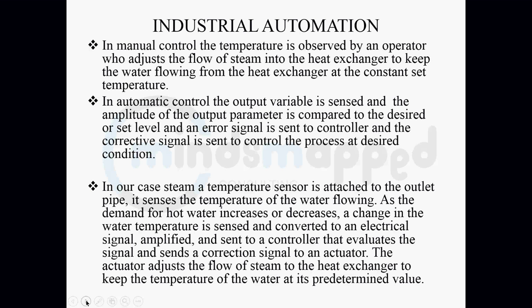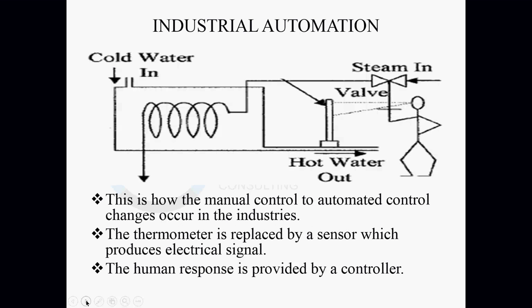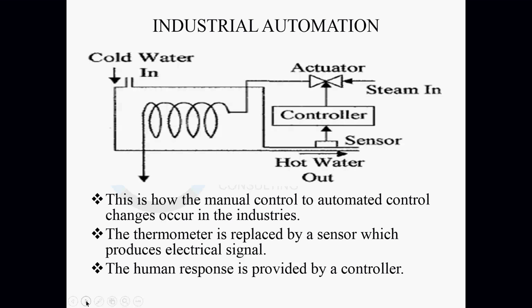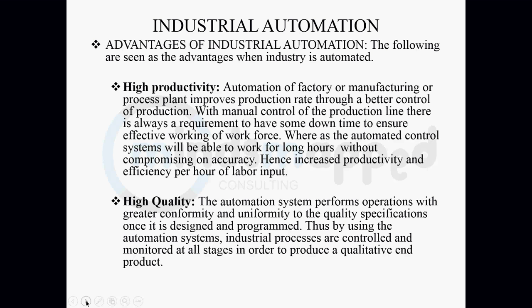Any questions? No. Right. So we can see the image here now. This is how the change from manual control to automated control occurs in the industry. The thermometer is replaced by a sensor, which produces an electrical signal. The human response is now being provided by a controller. You can see we have replaced it with a controller which is receiving an input from the sensor and providing an output to the actuator of the valve, right? We already have read this. We move forward.